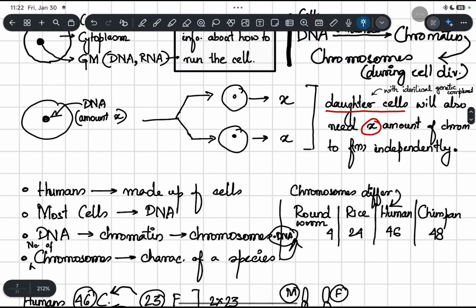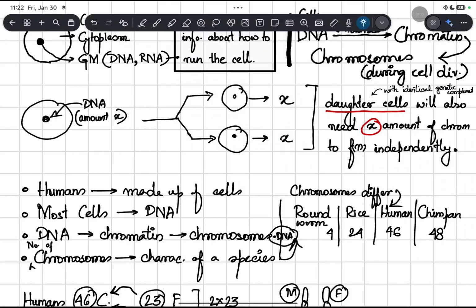So what happens during cell division? Suppose we have a cell and it has x amount of DNA, or x amount of chromosomes in it. During cell division, the logical answer should be, if a cell is getting divided into two, each of the divided cells should have x by 2 amount of chromosomes, right? But that doesn't usually happen.